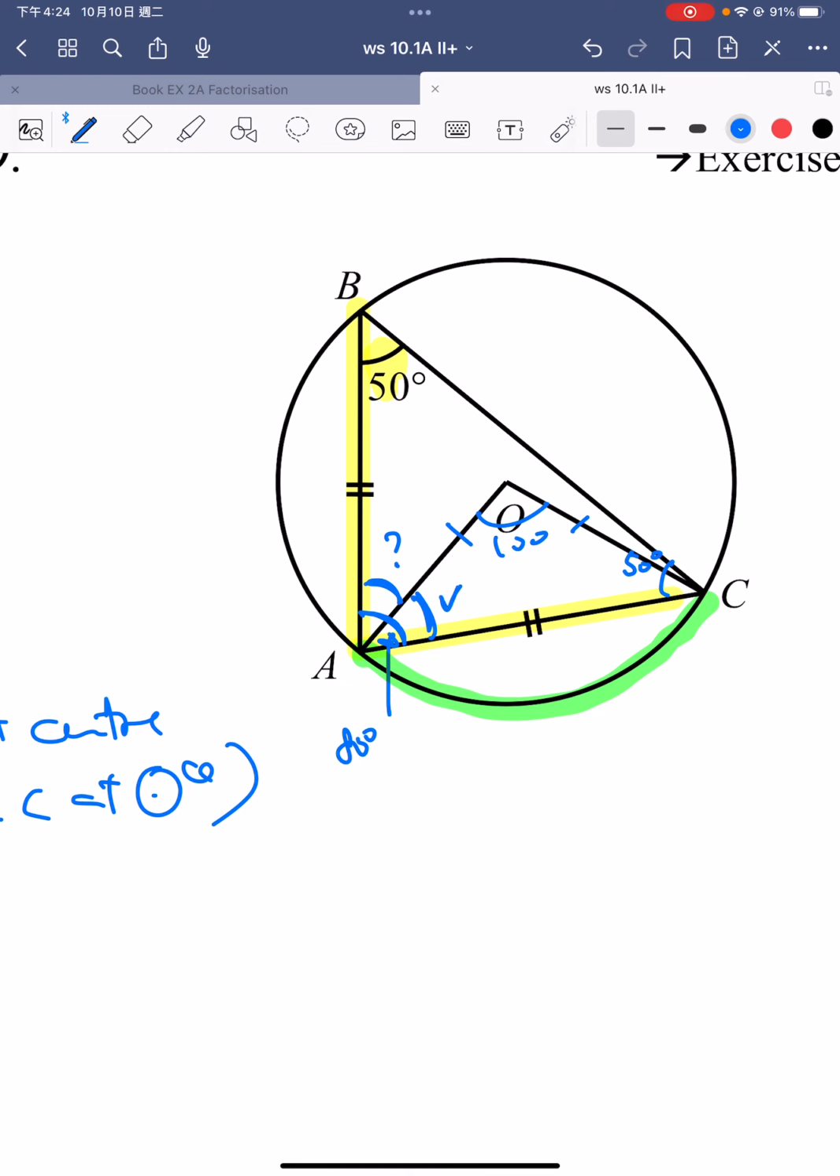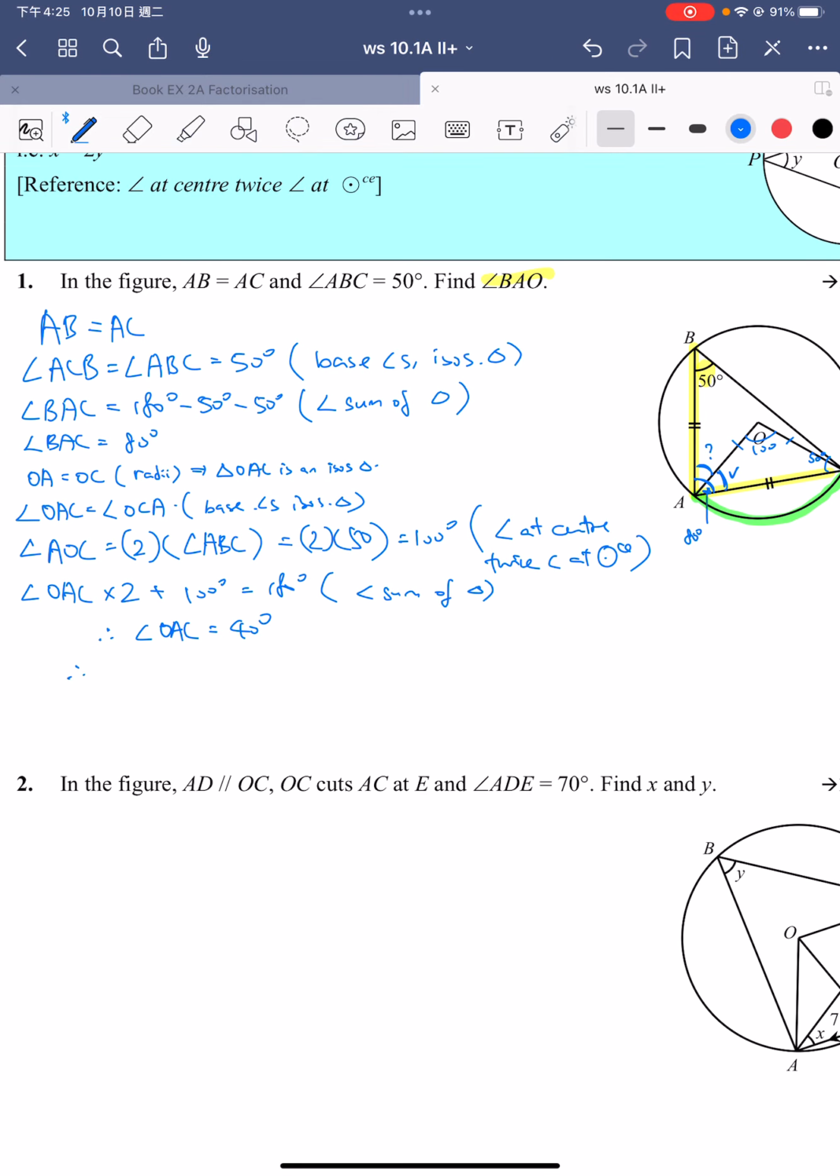And as we know that the BAC, the whole thing here, the large one is 80, the smaller one inside is 40, which means that the required angle is 40 as well. So now we can write it so that the angle BAO is equal to 80 degrees minus 40 degrees, which gives you 40 degrees. So it's a little bit tricky, but the only reasons that we use are the angle at the center twice the angle at the circumference a lot of times, the angle sum of a triangle, and the base angles of an isosceles triangle. So there's a combination of all of these basic theorems.